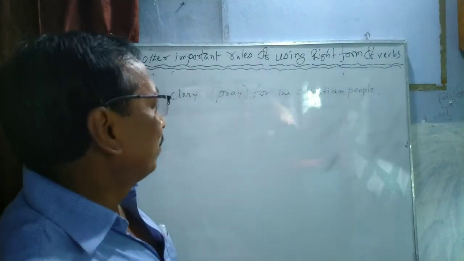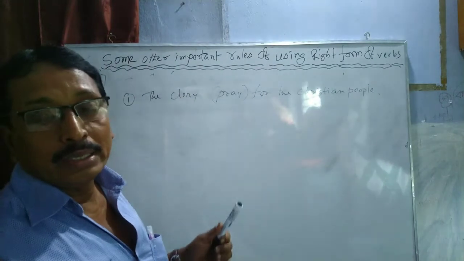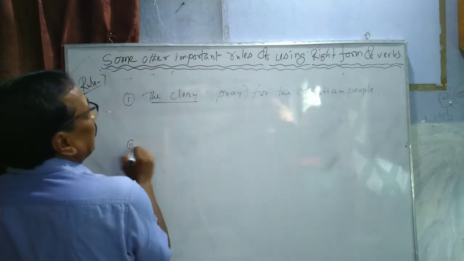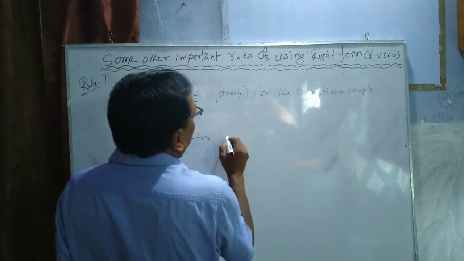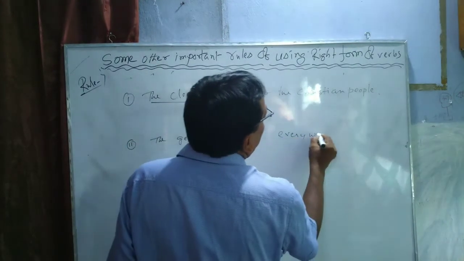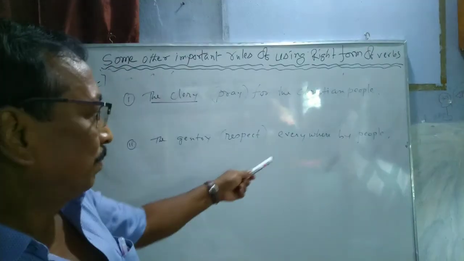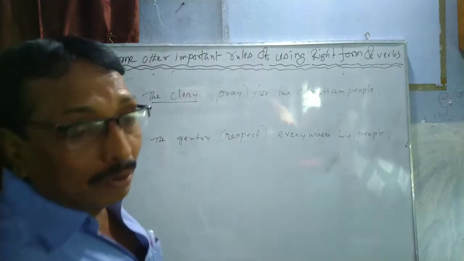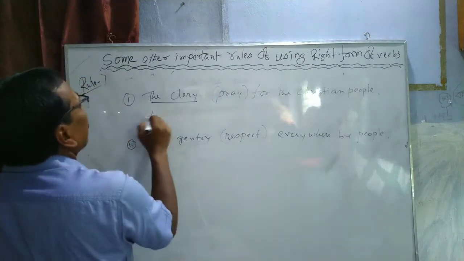The clergy pray for the Christian people. Clergy are the people who are religious and always stay in churches, and they pray for the people. So, plural form, the gentry. The gentry respect everywhere by people. You see, clergy, as it is singular in form, but practically clergy is a plural noun, and gentry is a plural noun.